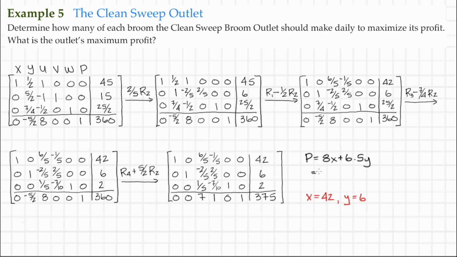So the clean sweep outlet should make 42 push brooms and 6 brush brooms, and that would come out to have a maximum profit of 8 times 42 plus 6.5 times 6. And of course, this is in dollars. It's going to come out to be $375, which is what we determined right here. So there we go.